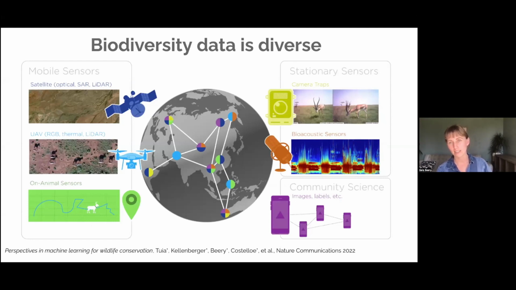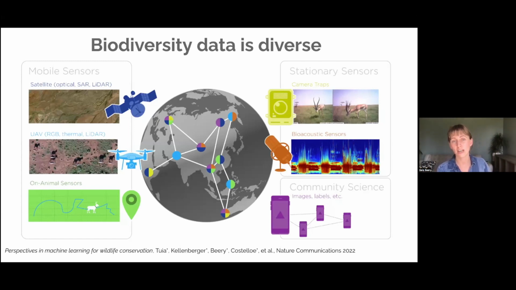But with recent advances in sensor technology, and as hardware becomes cheaper and more accessible, we've seen a massive explosion in the amount and diversity of data globally representing biodiversity. We work with everything from mobile sensors like satellites, low-flying aircraft, drones, and sensors placed directly on animals to track individuals over time and space. We also work with networks of static sensors, things like static motion-triggered camera traps that I work with quite a bit, or bioacoustic sensors that give you a representation of a given space over long periods of time that are spatially sparse.